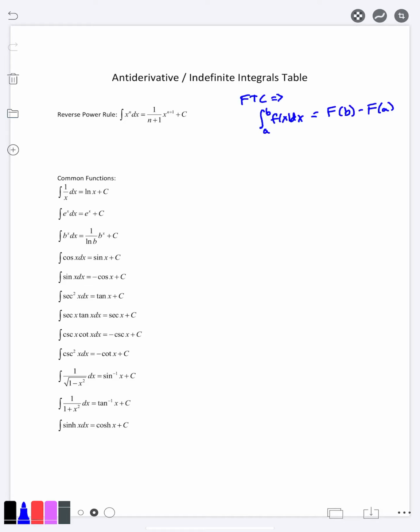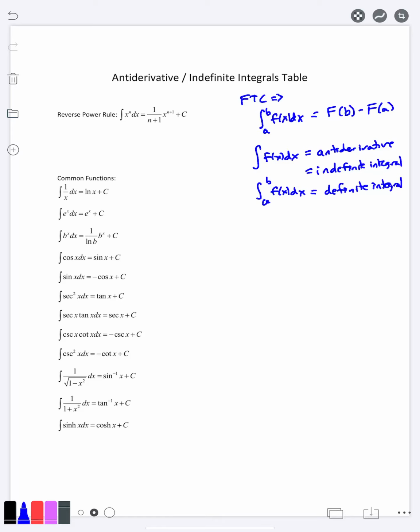Now, really quickly here, I want to point out some notation and terminology. When we write this weird S symbol and we don't put any numbers on top or bottom, this is called the antiderivative. We learned about this in an earlier video. It's also called the indefinite integral. On the other hand, when I do put numbers on top and bottom, it's then called a definite integral. So just to make sure you understand the different notation and the terminology.